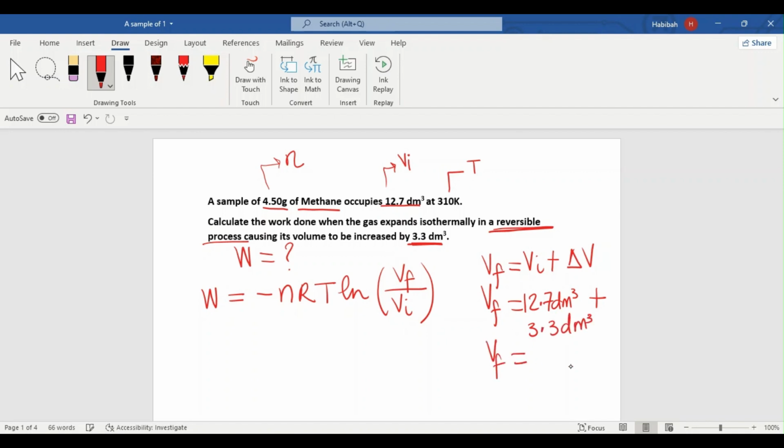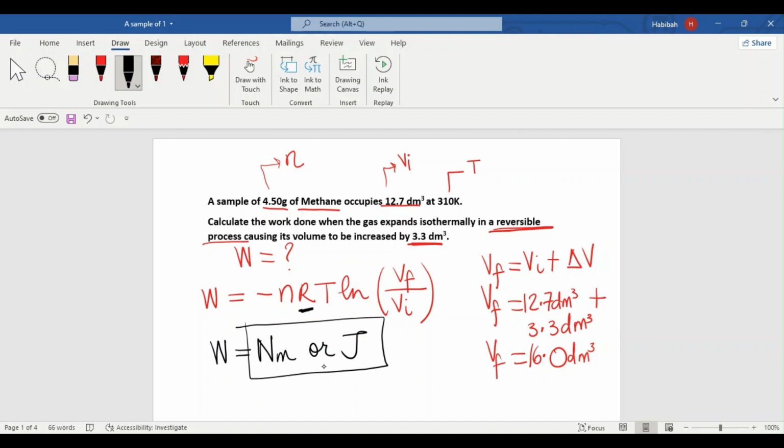So the V final is 12.7 plus 3.3, which is 16.0 dm cubed. So that's how you work with this one. We know what the V final is. Now we have to determine the number of moles, because we actually know what the gas constant is. Anytime you're dealing with a work problem, remember that the unit for work is either Newton meter or joules. So you have to pick the gas constant that matches the units we are trying to solve for in the question. We have to use the gas constant that has the unit of joules or Newton meter, and we have our R to be 8.3145 joules per mole Kelvin.